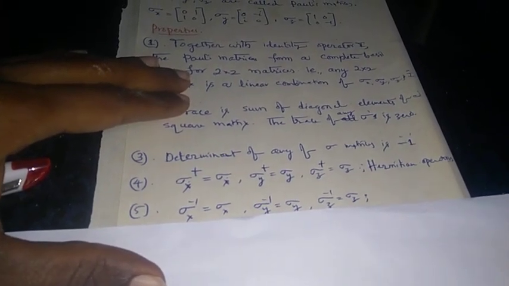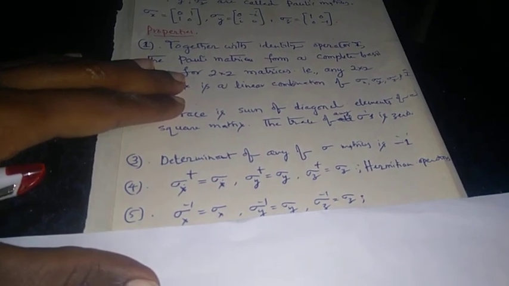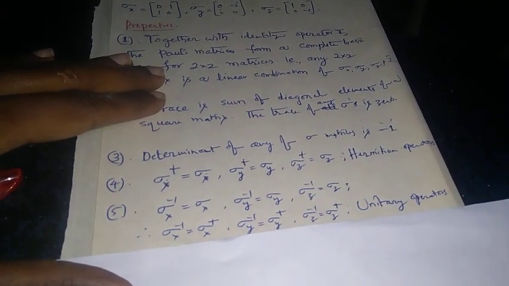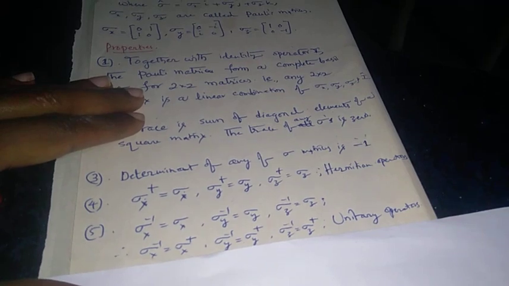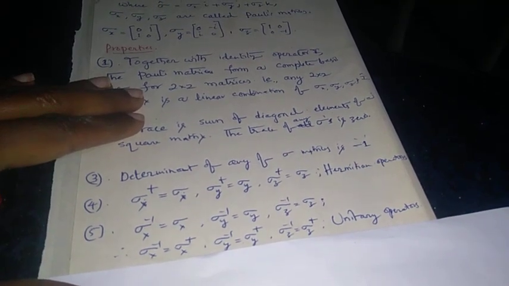And if you find out the inverse of any of these matrices, then you get the matrices themselves as the answers. So we can write sigma x inverse is equal to sigma x dagger, and similar expressions for sigma y and sigma z. So therefore we can say that all these sigma x, sigma y and sigma z are unitary operators. Sixth property is that eigenvalues of sigma x or sigma y or sigma z will be plus or minus 1.